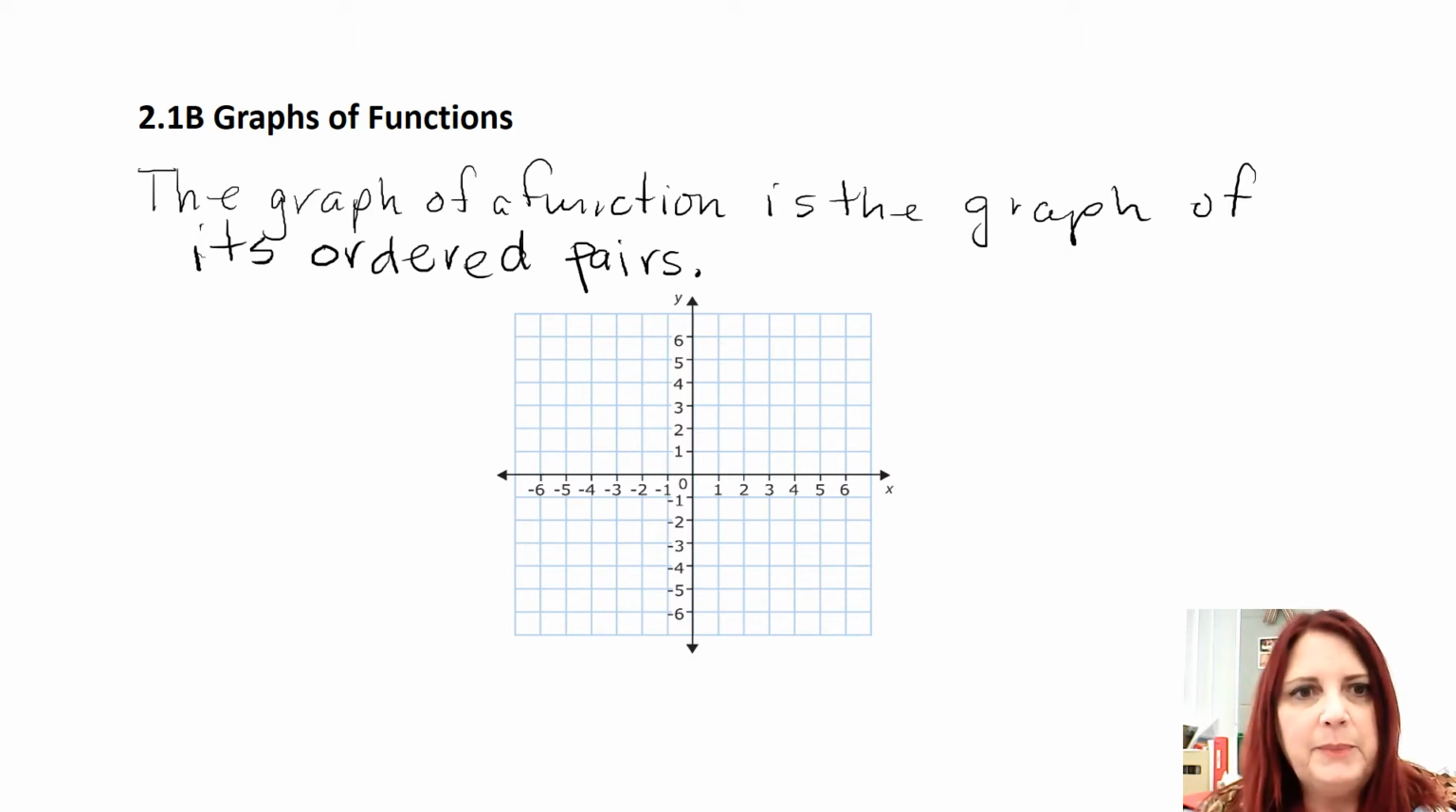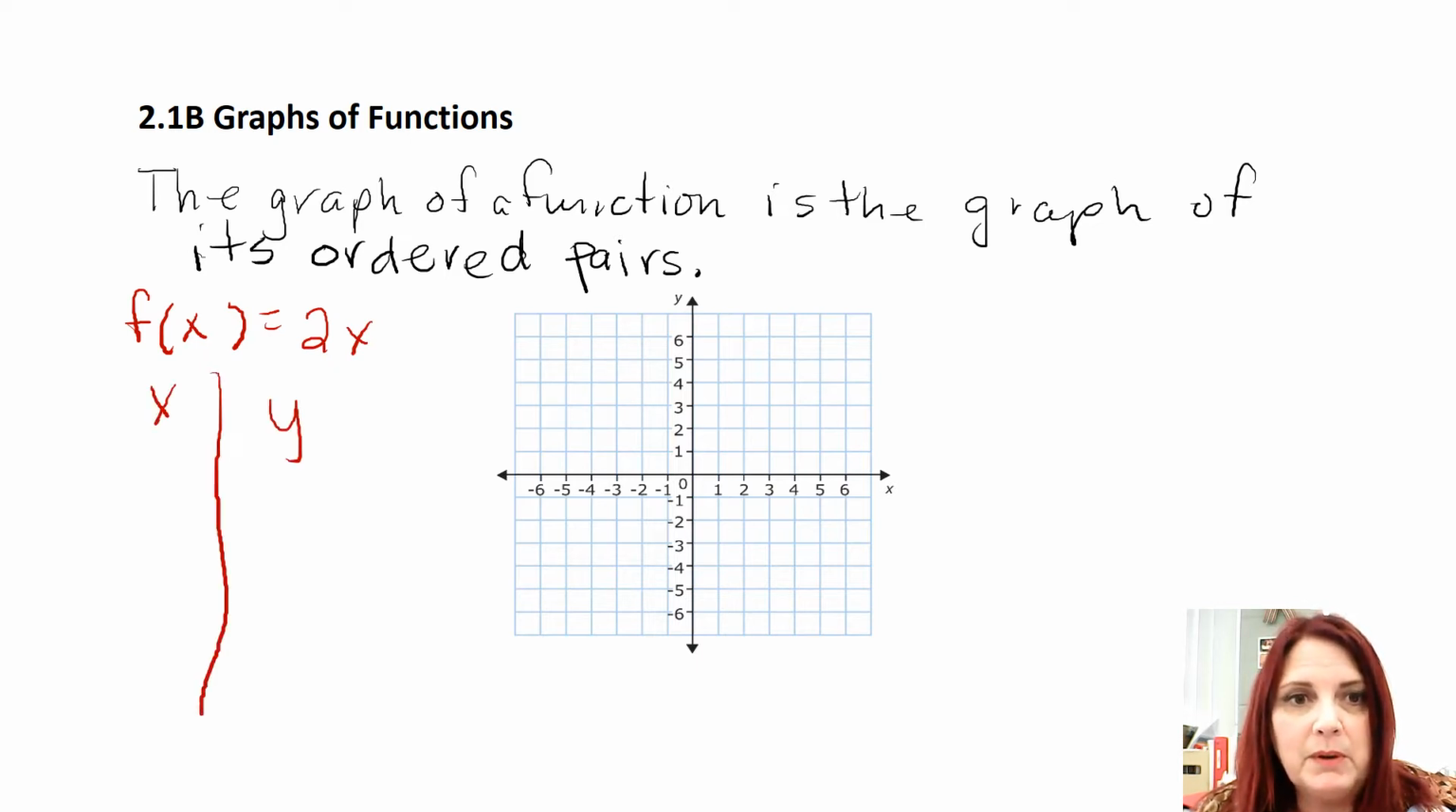Let's pick a color here. So let's do the function f of x equals 2x. I'm going to do an x and y table so I can get some of the ordered pairs. Let's pick some values for x: -2, 0, and 2. When I put -2 in, 2 times -2 is going to be -4. 0 times 2 is going to give you 0. And 2 times 2 is going to give you 4.